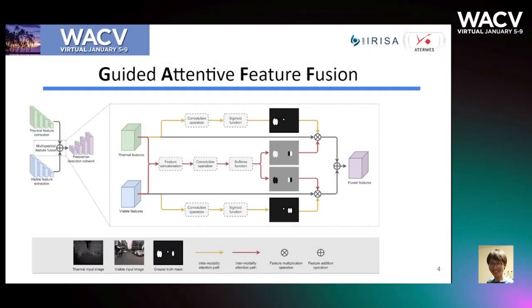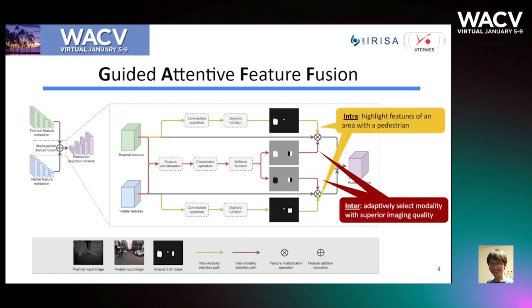In this paper, we propose a novel and fully adaptive multispectral feature fusion approach named Guided Attentive Feature Fusion. It consists of two components: intramodality attention module and intermodality attention module. The former highlights features of an area with a pedestrian, the latter adaptively selects the modality with superior image quality.